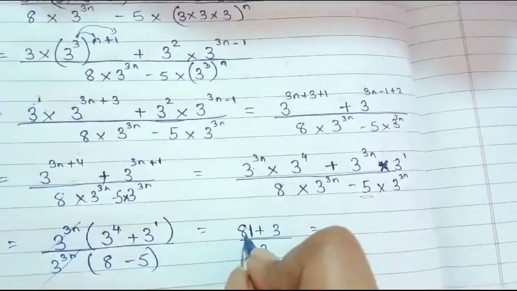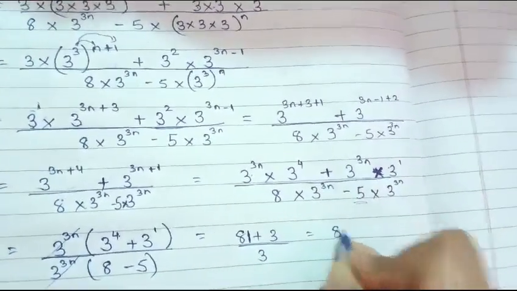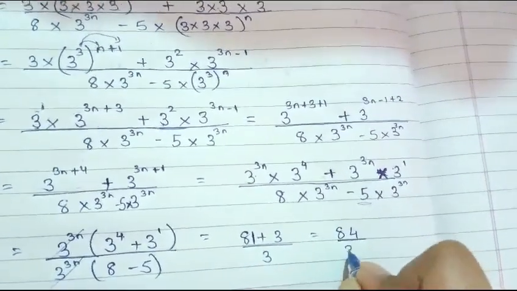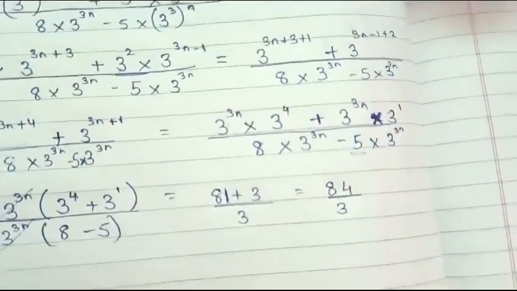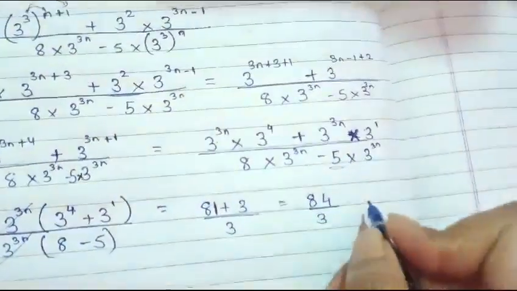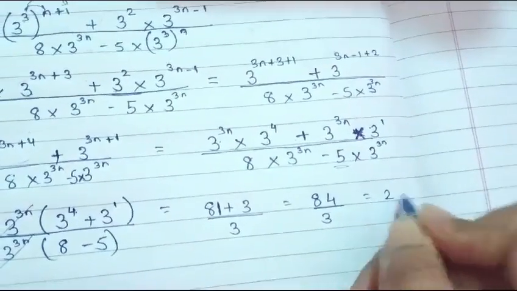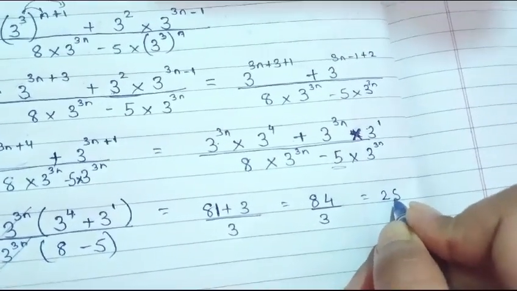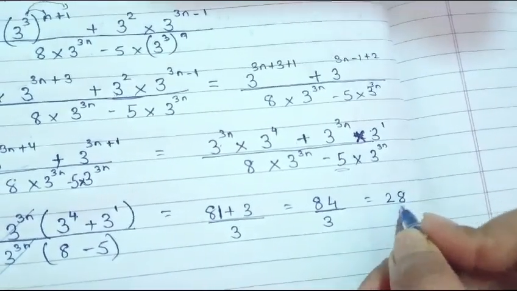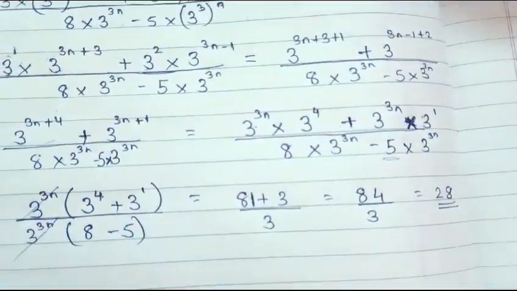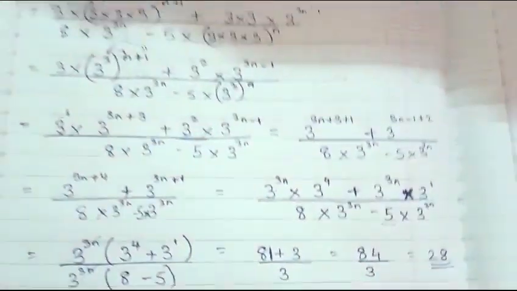So what do we have over here? 84 divided by 3. What value are you going to get? You're going to get 28. Okay, this will be the final answer. I hope you have understood till here.